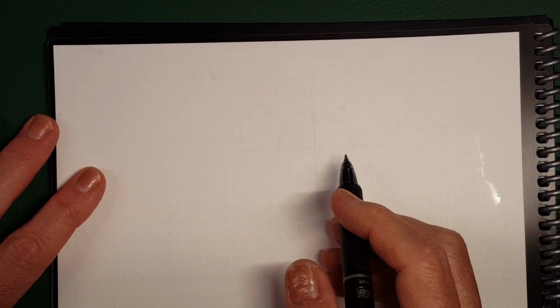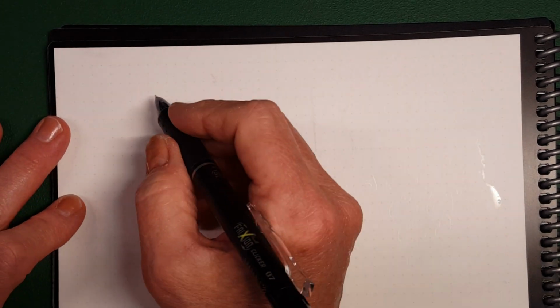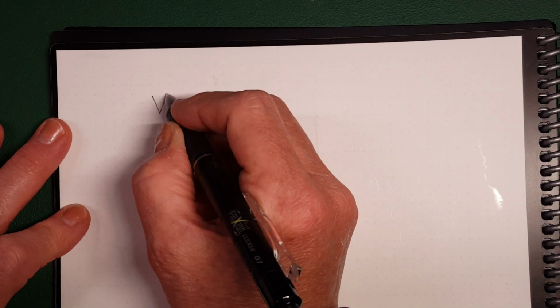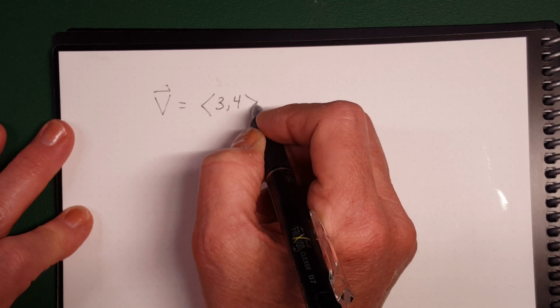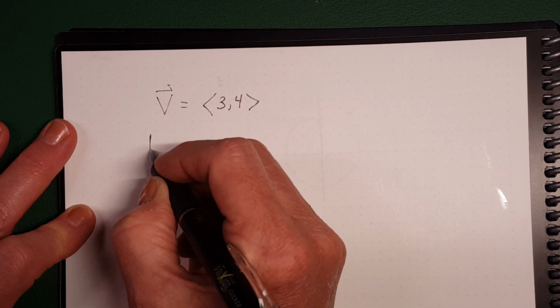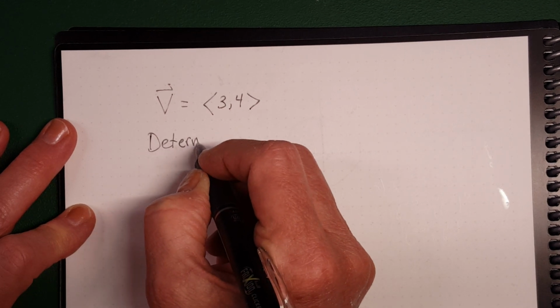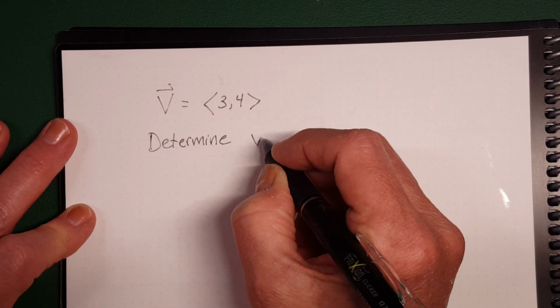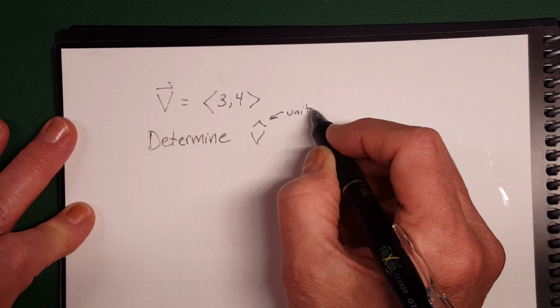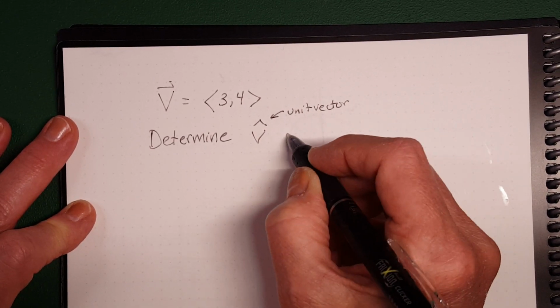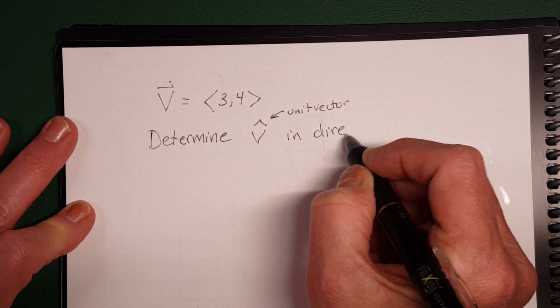In the first video, we went through a lot of information about unit vectors, and in this video what we want to do is determine a unit vector in the direction of any vector. So let's say that we have vector v equal to the vector 3, 4. I want to determine a vector v hat, and I put a hat because that indicates it's a unit vector, in the direction of vector v.